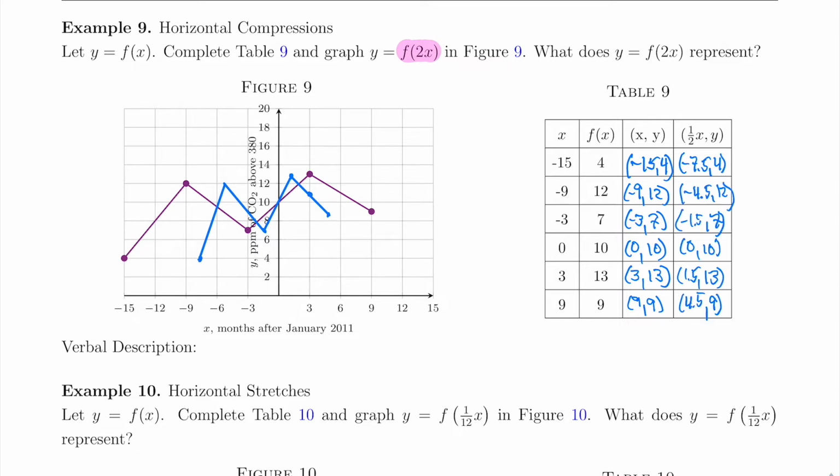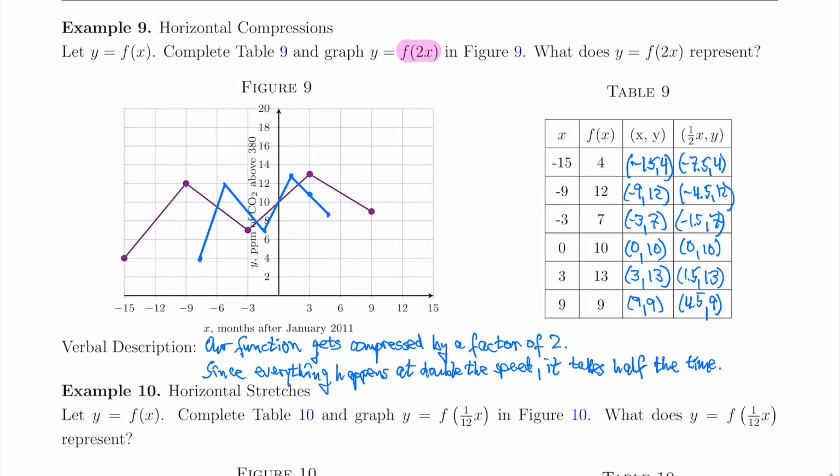And so to summarize everything, we can say that our function gets compressed by a factor of 2, and since everything happens at double the speed, it takes half the time. So that's why it's the opposite. Or we can come back to the idea of, since the 2 is inside the parentheses, the 2x gets rebellious and does the opposite of what it appears to be doing, and basically you have to divide all the x by 2.